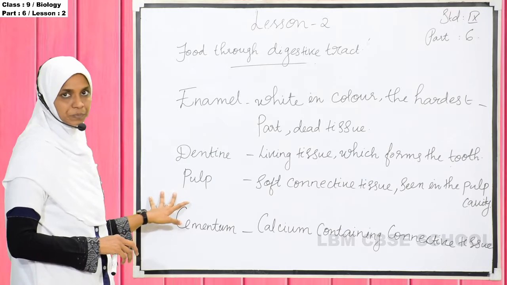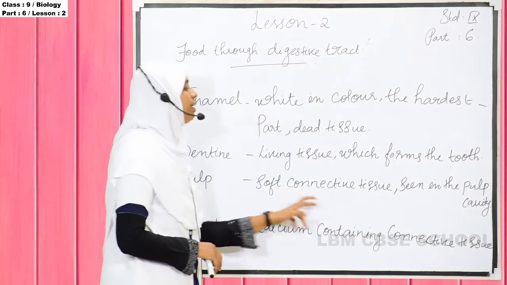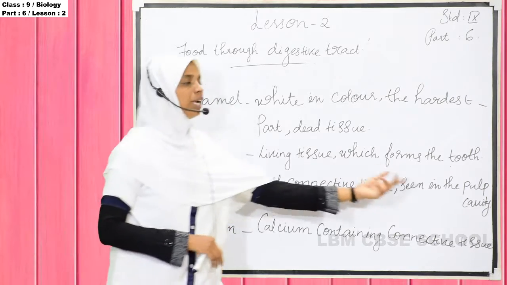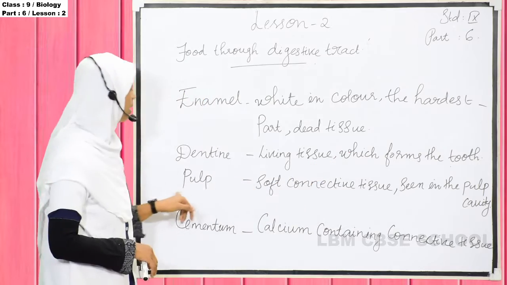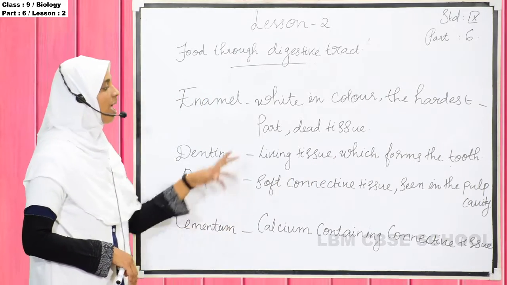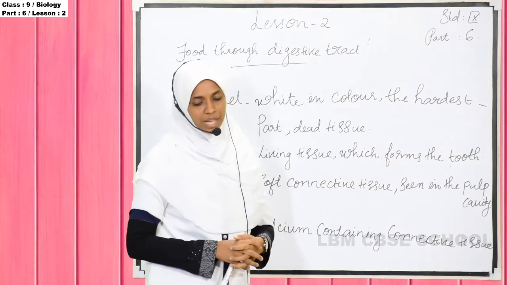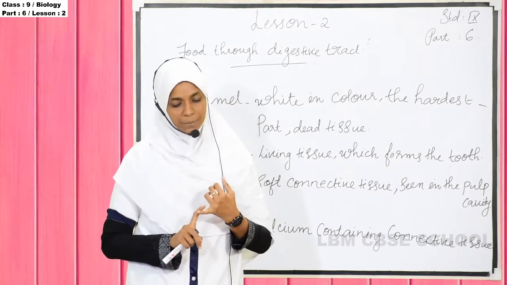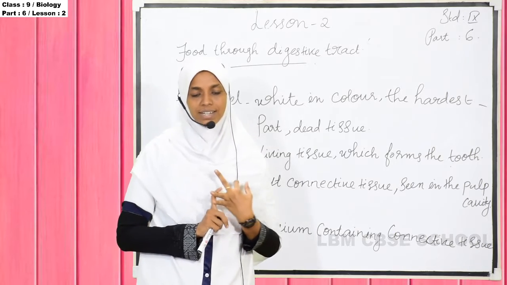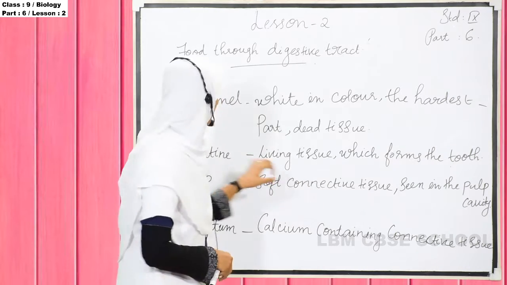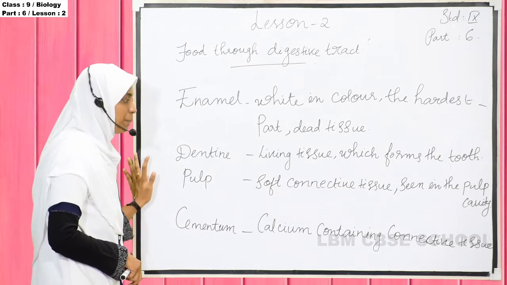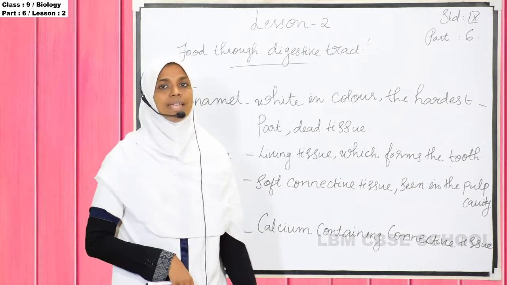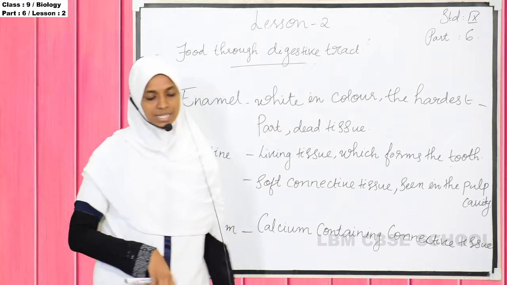Then pulp is the soft connective tissue. Pulp is seen in the pulp cavity. Pulp is a soft connective tissue and it is seen in the pulp cavity. Here we can see the blood vessels, lymph ducts and nerve fibers.